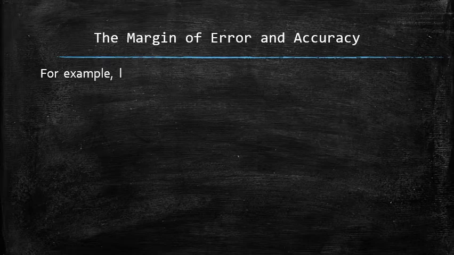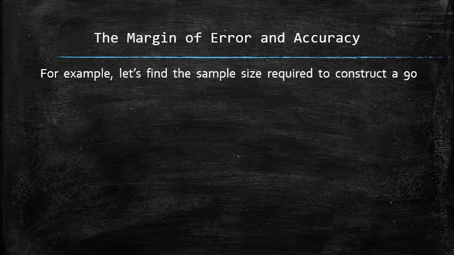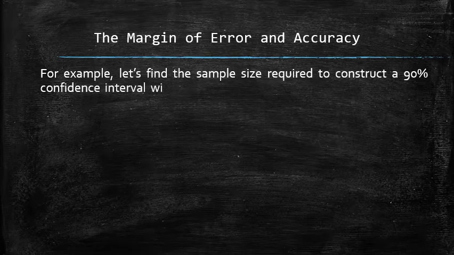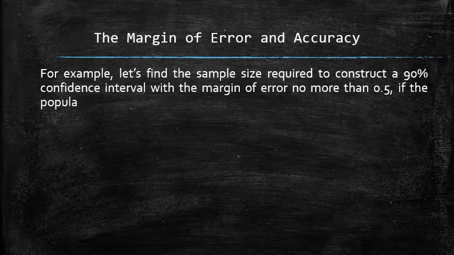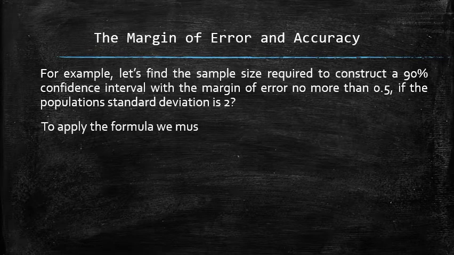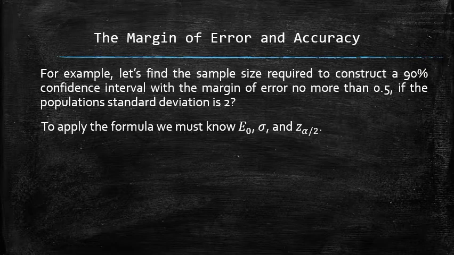For example, let's find the sample size required to construct a 90% confidence interval with the margin of error no more than 0.5 if the population standard deviation is 2. To apply the formula, we must know E0, the bound for the margin of error, sigma, the population standard deviation, and z sub alpha over 2, the critical value.